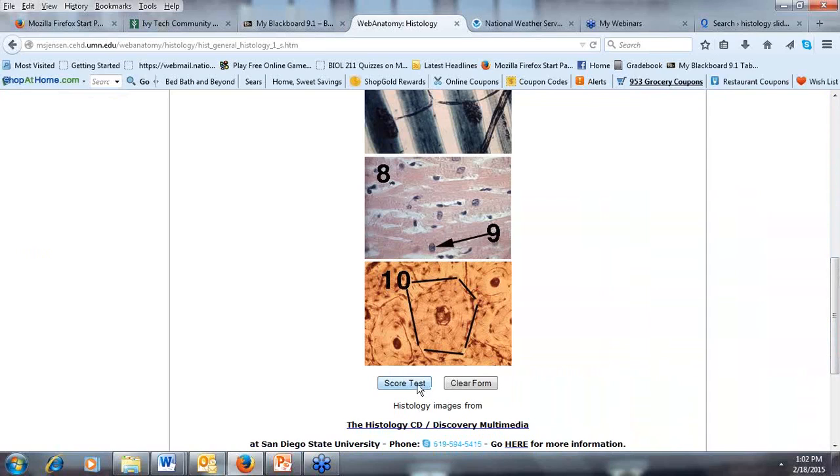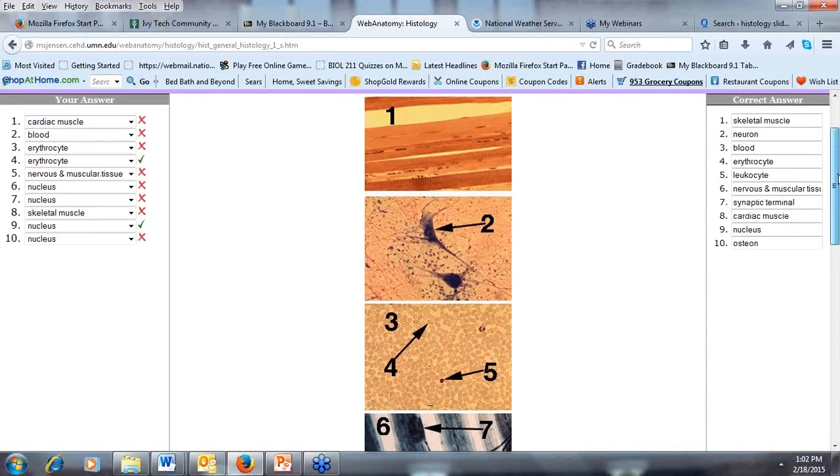Then when you get done, you come down here and you score your test. After you score your test, you go back over here to the right hand side, and it tells you how good or bad you did. And in this case, we missed quite a few. But there's the correct answer. So it's good positive feedback right away, so you have an idea what's going on.